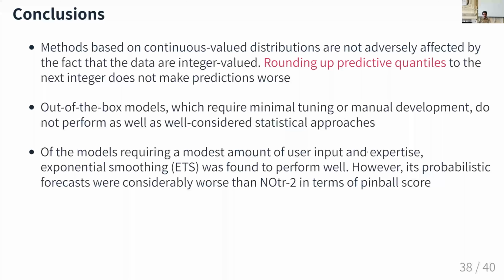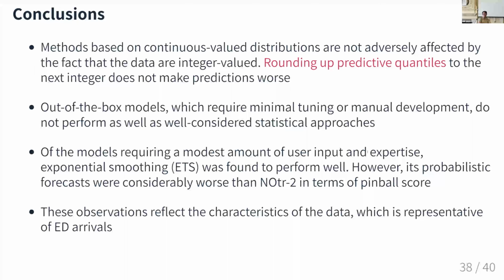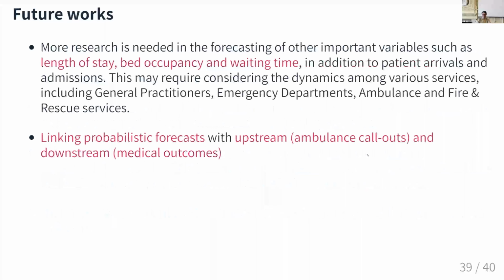Well, I think I discussed some of this. Maybe one important thing is that out-of-the-box models like Prophet and TBATS, which require minimum tuning parameters, didn't perform really well compared to the models we considered here.